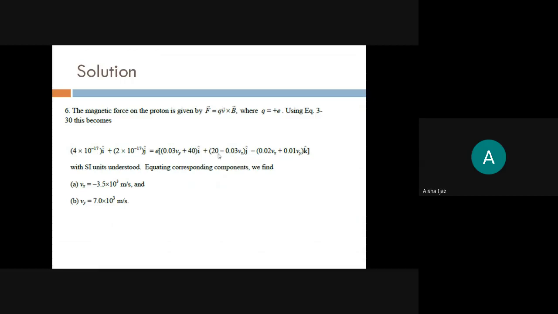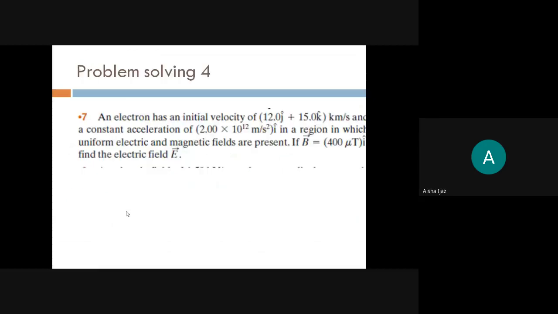Similarly, if you compare the coefficients of J, you will have this value: 20 minus 0.03 Vx, whole multiplied by the electronic charge, equal to 10 to the power minus 17. And if you compare K, you will have just a 0. So you will have three equations by comparing the coefficients of I, J, and K. Since you have just two unknowns, you can find the values of Vx and Vy by simplifying the equations. I hope, students, this point is clear to you.